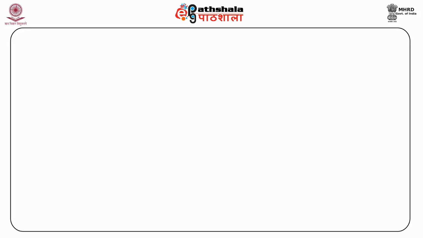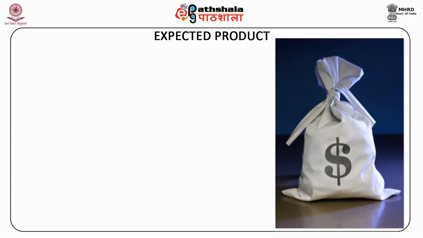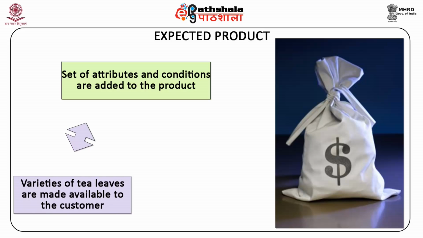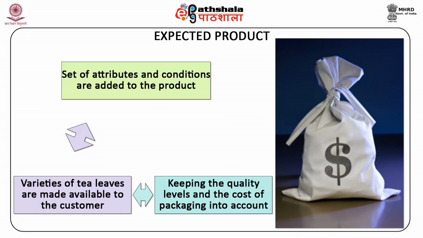The next step we will discuss is level 3, that is the expected product. At the third level, the marketer prepares an expected product wherein another set of attributes and conditions are added to the product to make it more valuable to the customer. For example, the convenience of a product purchase and the economical prices. As explained in the previous level, varieties of tea leaves are made available to the customer at convenient locations in the market with different pricing levels, keeping the quality levels and the cost of packaging into account.